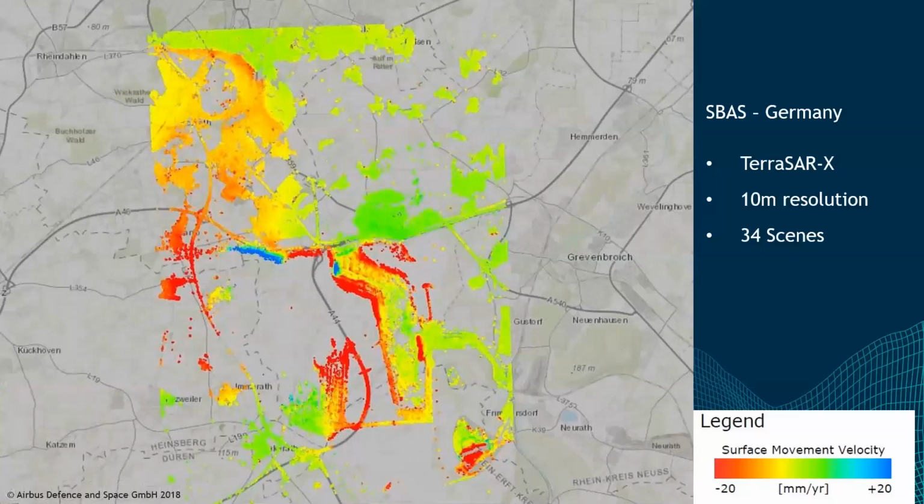It's not just the mining sector that has a use for surface monitoring. We can also look at lines of communication, with roads and rail, and look at urban areas. This is an area in Germany using TerraSAR-X, which is a high resolution pixel. There are 34 scenes there. We can see subsidence and surface movement of the roads and also the ground. What's happened there is they started up a surface mine in the area that was mining lignite, which is brown coal.